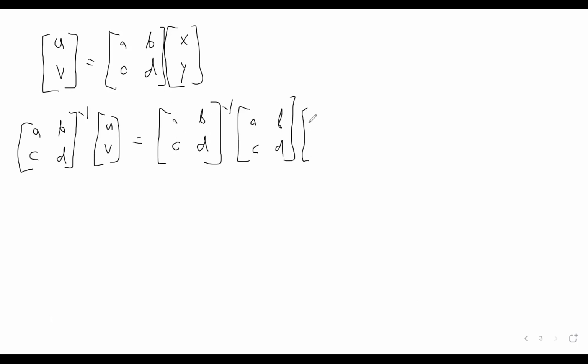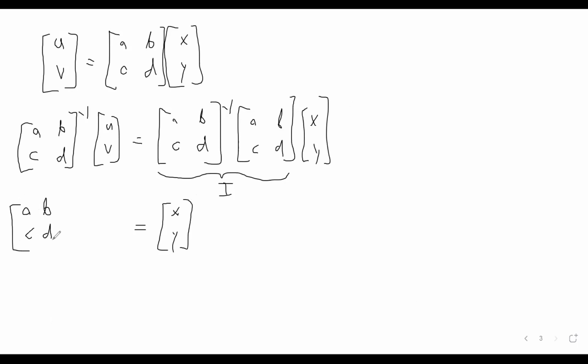So I've taken both sides of the original equation and multiplied on the left by the inverse. Now, this is the product of a matrix and its inverse, and that means it's the identity. When you multiply something by the identity, you just get the matrix itself. So this is the same as xy. Now we've found that xy is equal to the product of the matrix A, B, C, D inverse times UV.